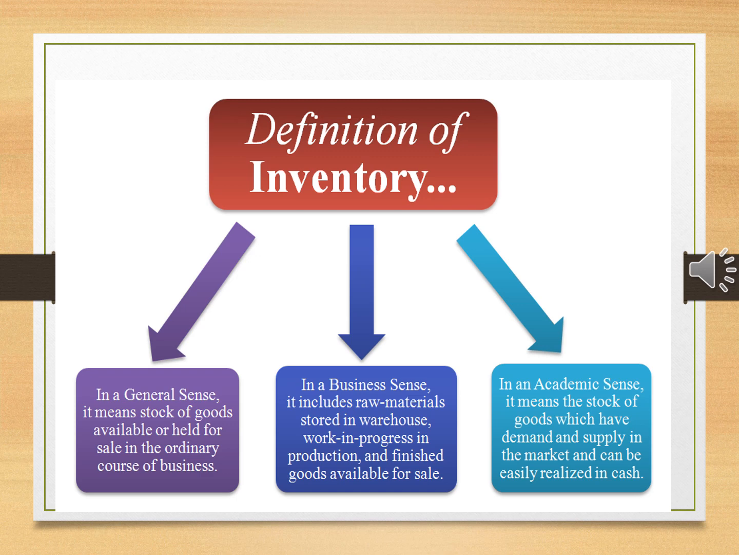What is the definition of inventory? We can define inventory in three different ways. In a general sense, it means stock of goods available or held for sale in the ordinary course of business. In a business sense, it includes raw material stored in warehouses, work in process in production, and finished goods available for sale. And in an academic sense, it means stock of goods which have demand and supply in the market and can be easily realized in cash. So these are the definitions of inventory from three different perspectives.